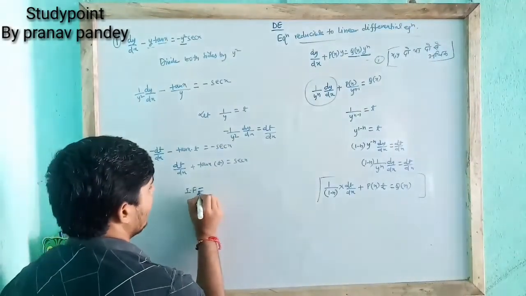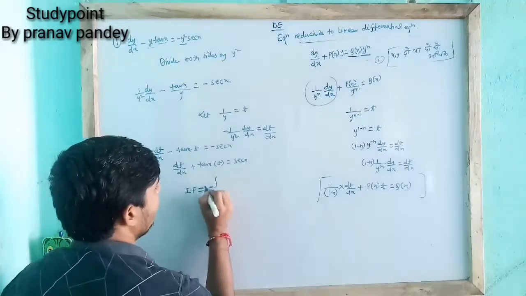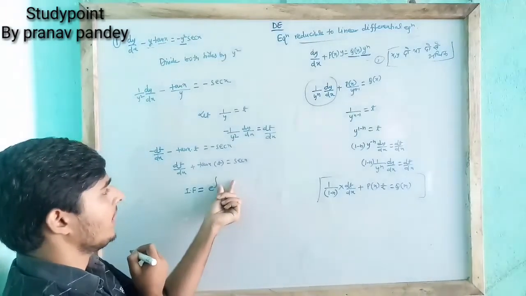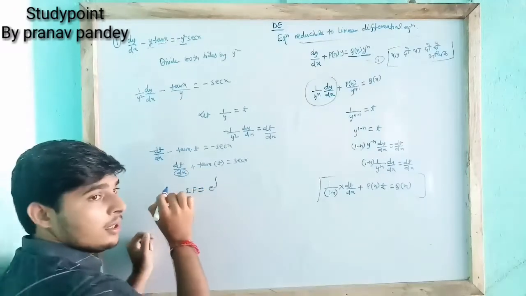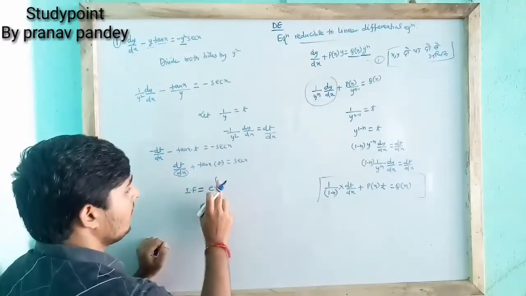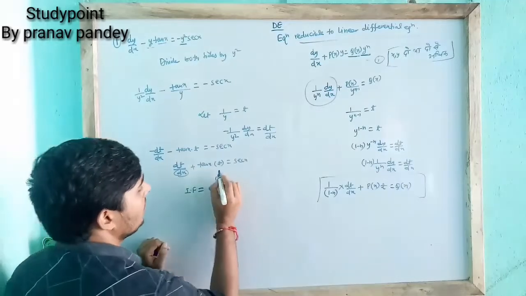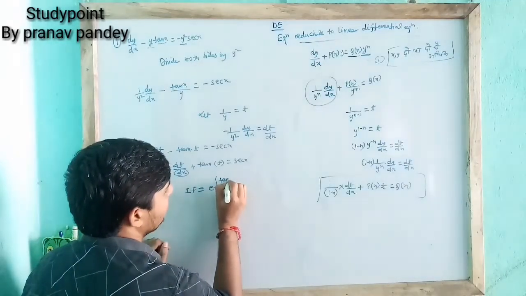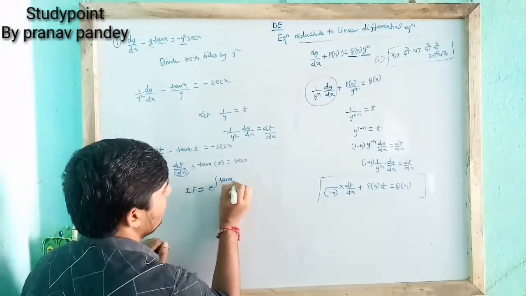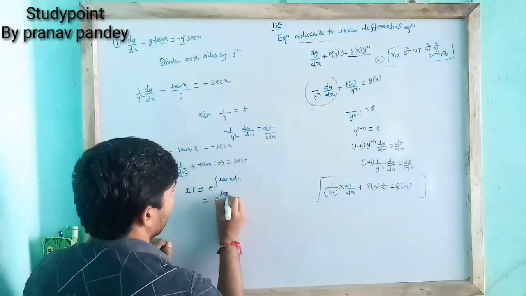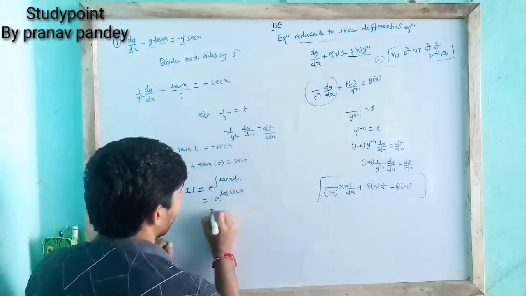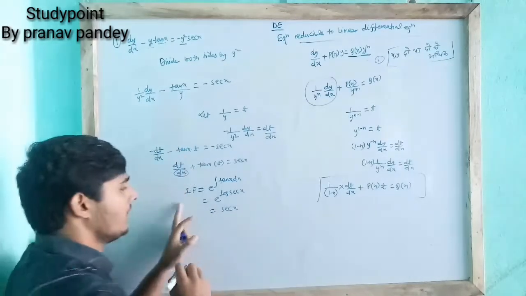Now here comes the condition, e to the power integral of what? Here we can see that x is the independent variable. So here we will take the integral of the coefficient of t with respect to the independent variable, that is tan x dx. So e to the power integral of tan x is e to the power log sec x. So we get here the value sec x, the integrating factor.